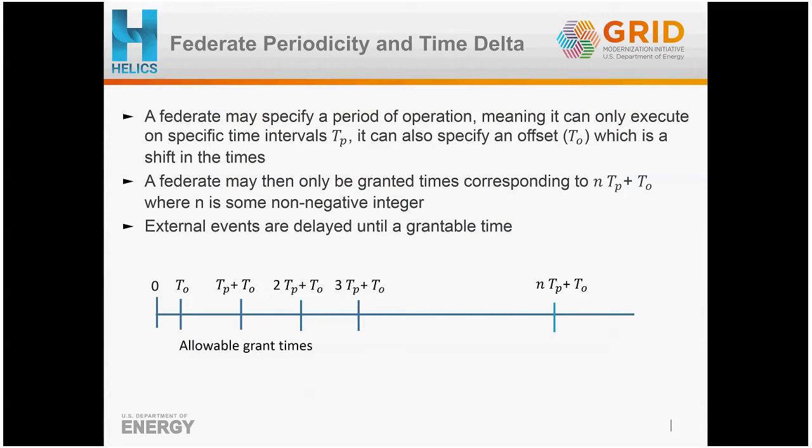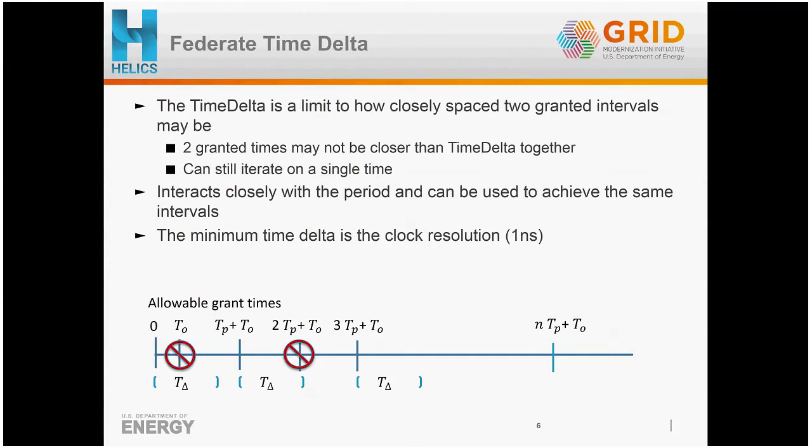External events basically do not show up to the federate until the time is granted. So if you sent one at t0 plus half of the period, it wouldn't show up at the federate until the next granted time. This can be modified by the time delta, and basically the time delta is a limit on how closely spaced two granted intervals may be.